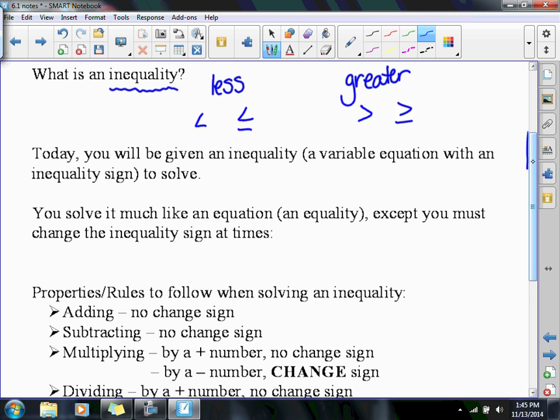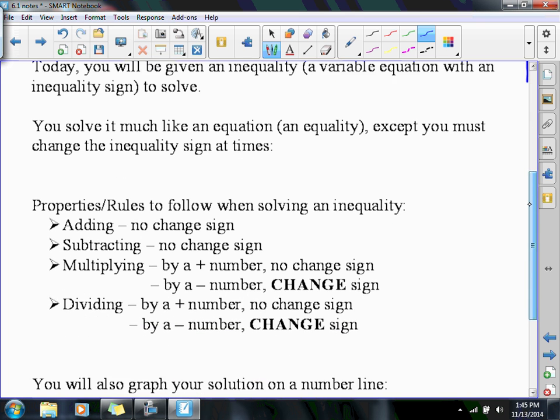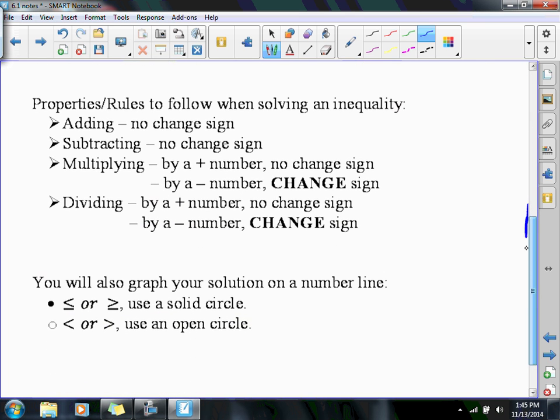So to undo addition, we'll subtract. To undo subtraction, we'll add. To undo multiplication, we'll divide. To undo division, we'll multiply. Now, when you're solving an inequality with addition and subtraction, you don't have to change any of the inequality signs.